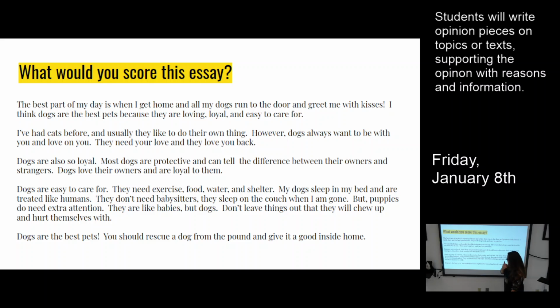With some details. "Dogs are also so loyal. Most dogs are protective and can tell the difference between their owners and strangers. Dogs love their owners and are loyal to them." So here, this whole paragraph is talking about how dogs are loyal. This one was about loving. And then the fourth paragraph: "Dogs are easy to care for. They need exercise, food, water, and shelter. My dogs sleep in my bed and are treated like humans. They don't need babysitters. They sleep on the couch when I am gone. But puppies do need extra attention. They are like babies, but dogs."